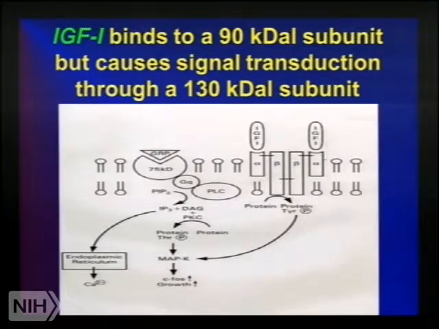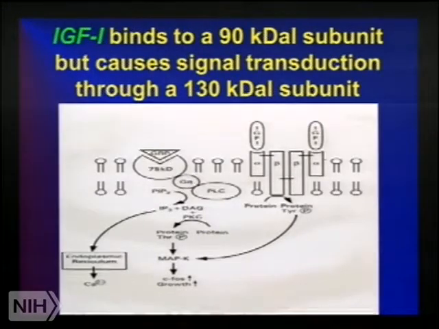So we'll take a look at some of the receptor tyrosine kinases in small cell lung cancer at this point. And the big one is IGF-1. IGF-1 binds to the alpha subunit, but it's an alpha-2, beta-2 heterodimer. This then results in protein tyrosine phosphorylation, ultimately leading to ERK tyrosine phosphorylation and growth.